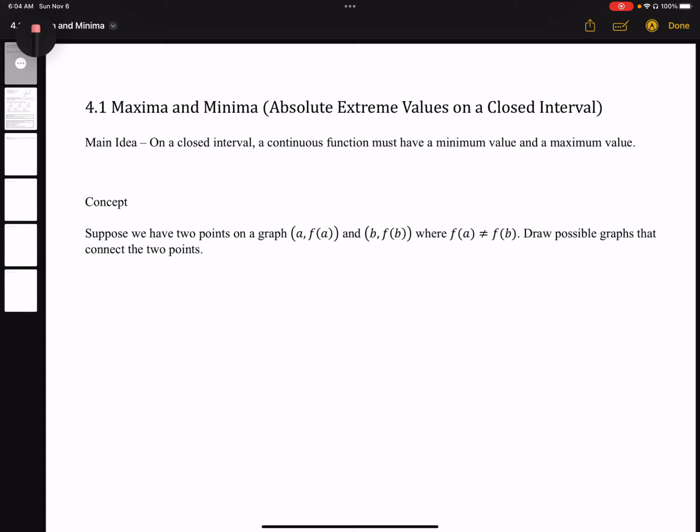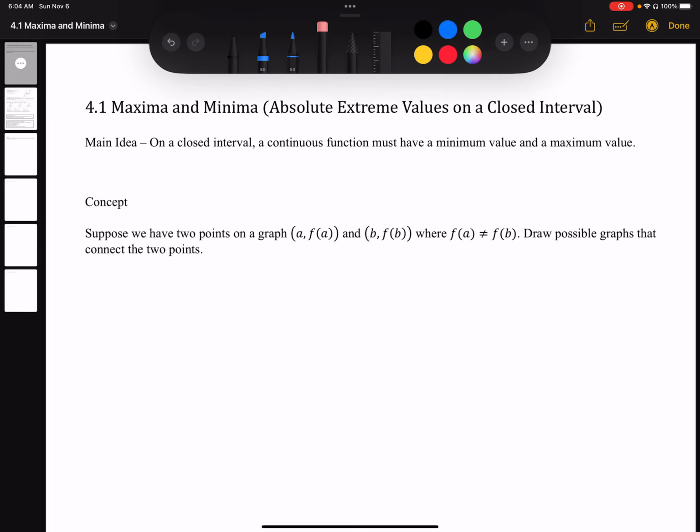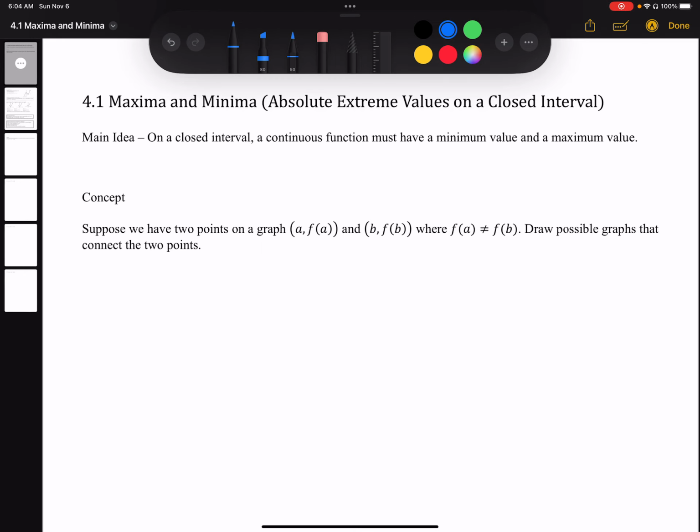So conceptually, just say we have two points, A, f of A, and another point, B, f of B, where the two y values are not the same. So it will look something like this. We'll go with blue. It doesn't even matter where the points are. So we have this point, we'll call this point A, f of A. And just for the sake of argument, let's say B is higher. So B, f of B is out here in space.